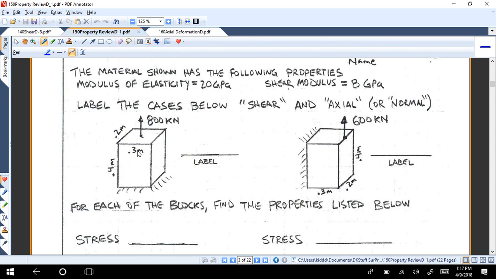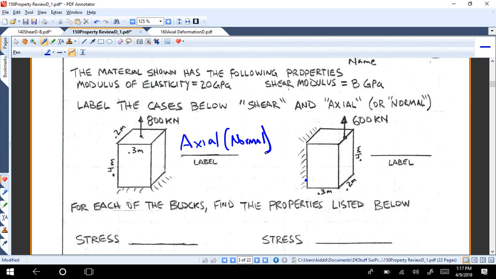Okay. So what do we got here? On the left, what's that? That's axial, right? Because you're stretching. Maybe a better way to think about axial is think of an accordion. Pull it and push it. Have any accordion players here? Keyboard. Yeah. Okay, so that's axial or normal.